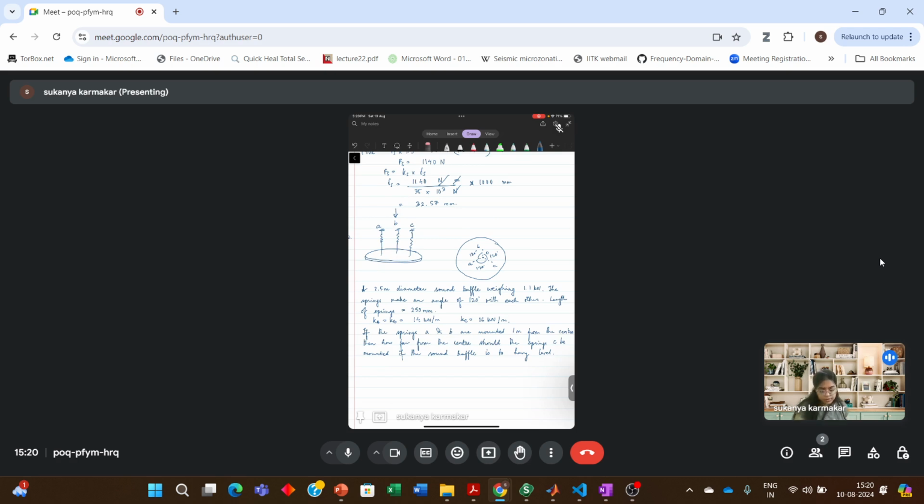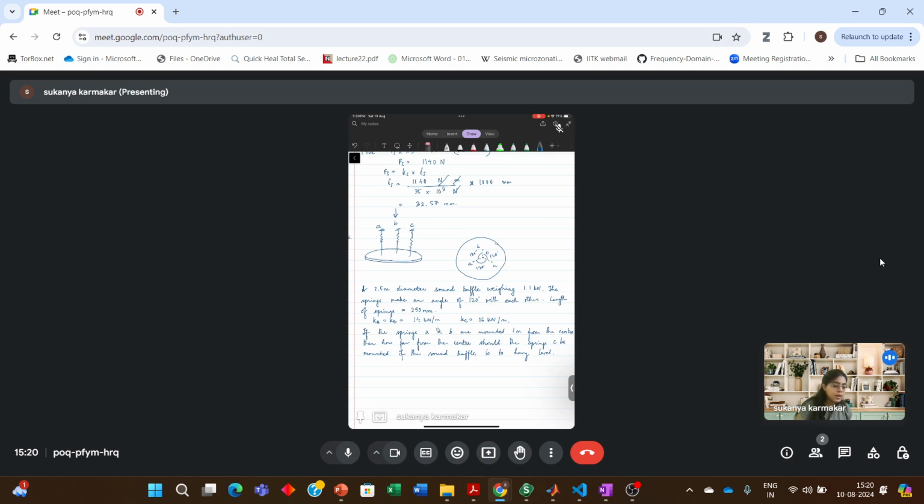So for the sound baffle to remain level, it should remain straight. Then the deformation in the spring A, B, and C should be equal. This is the first thing which you should realize. This is the compatibility condition.